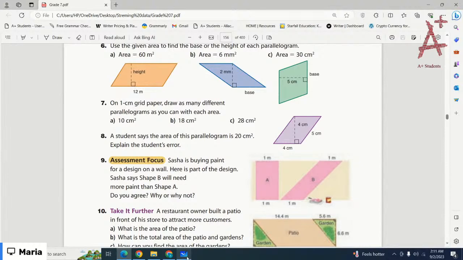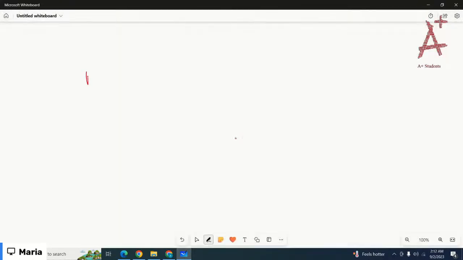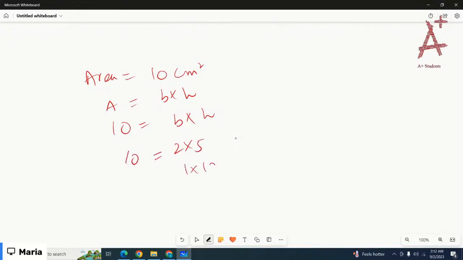Okay, the first one is 10 centimeter square. You are given the area, that is 10 centimeter square. We know that area equals base times height, right? You are given the area equals 10, that is the product of B and H, right? You have to draw the parallelogram. So you must know the base and height that when multiplied the value is 10, right? So find two numbers whose product is 10. They are 2 times 5, 1 times 10, right? You have more than one option for this.